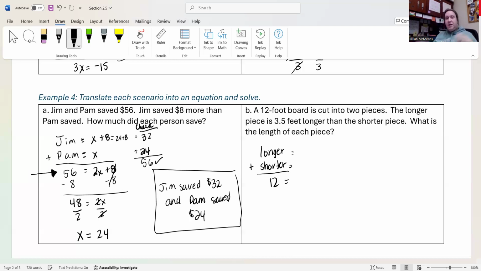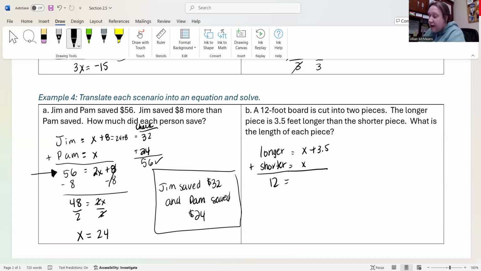So if I take the longer piece plus the shorter piece, it has to equal 12 feet. Okay, so now let's talk about the variable. We always assign the variable to what we don't know. So if we go back to the problem, it says the longer piece is 3.5 feet longer than the shorter piece. That means I don't know anything at all about the shorter piece. Okay, so I'm going to go ahead and let the shorter piece take the variable x. Now that means the longer piece is x feet plus 3.5 more. Okay. So the shorter piece is x feet. The longer piece is x feet, but a little bit longer than that by 3.5 more feet.